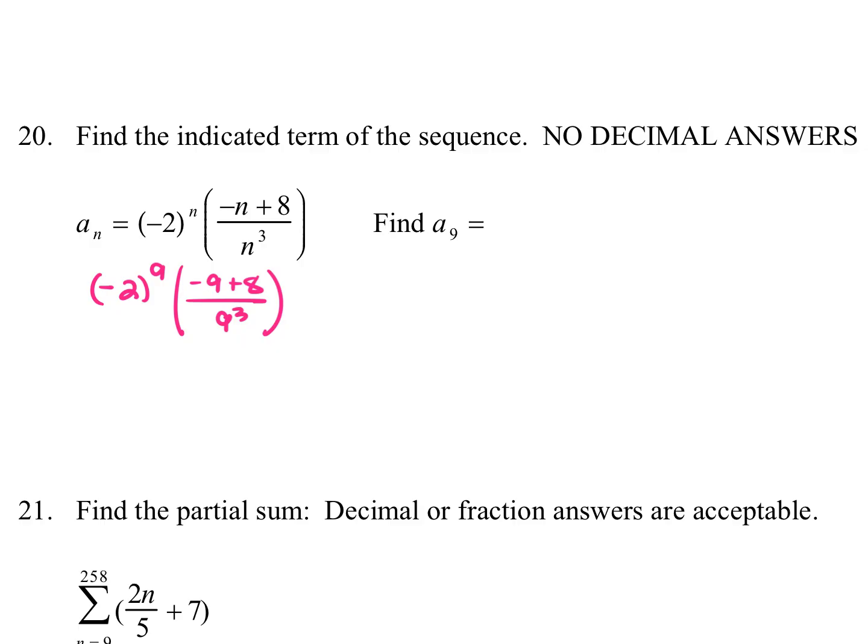This is number 32, by the way, from your review. So this is going to leave us with negative 512 times negative 1 over 729. And this then gives us positive 512 over 729.